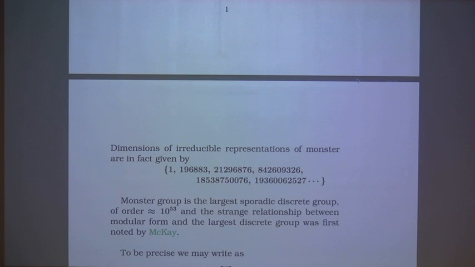So we see that the dimensions of irreducible representations of the monster are in fact given by what we see in the expansion of the modular J function. I mentioned the irreducible representations of the monster. The monster group is the largest sporadic discrete group, of order about 10 to the 53. The strange relationship between the modular form and the largest discrete group was first noted by McKay.